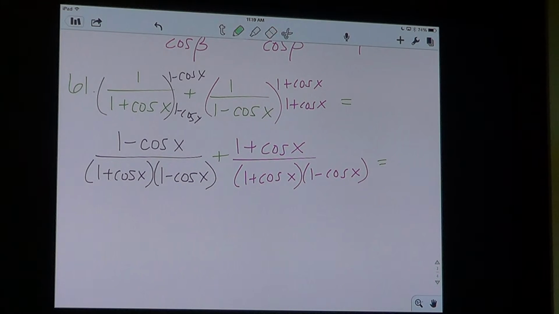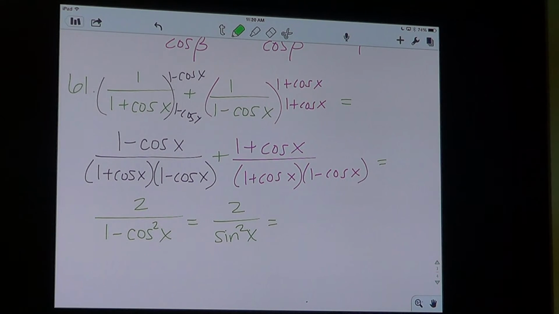1 minus cosine squared x. Which is what? Sine squared x. Okay, and where did I find this? I thought we had 2 on the top. One minus cosine squared, when did I change that to 1? It said 2 before. Okay.